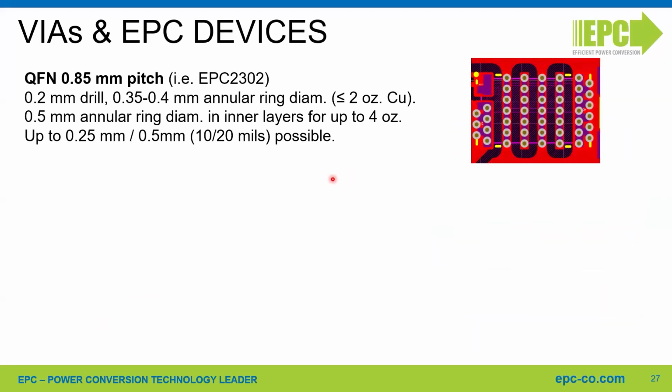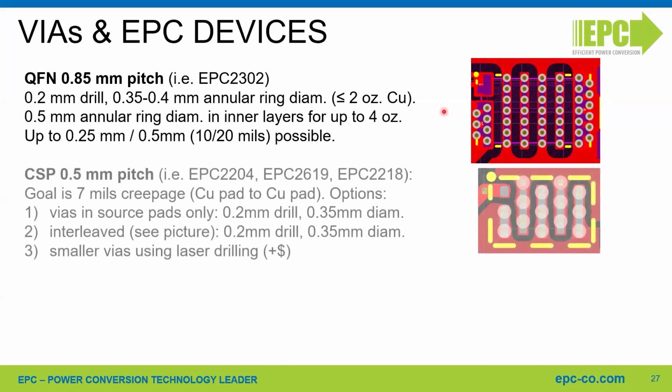Regarding how to use vias with our devices, let's start with the easiest one, the QFN. We have 0.85 millimeter pitch, allowing us to use 0.2 millimeter drill, 0.35 to 0.4 millimeter annular ring via, so up to 2 ounce copper on the outer layers. You can use 0.5 millimeter annular ring on inner layers to use up to 4 ounce copper. And in general, up to 0.25 millimeter drill and 0.5 millimeter annular ring is possible with our QFN device.